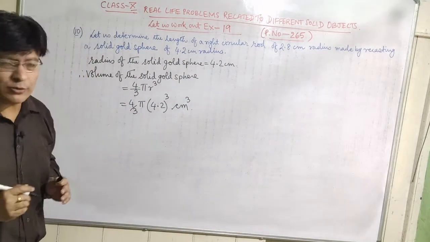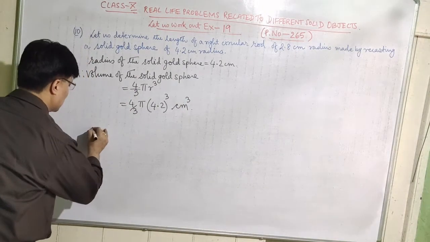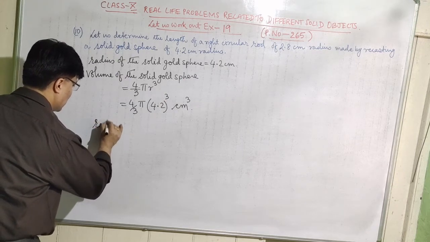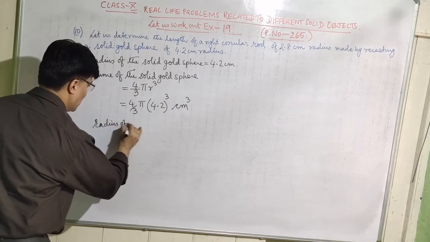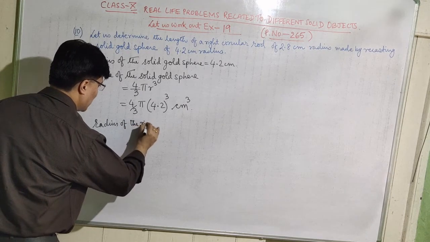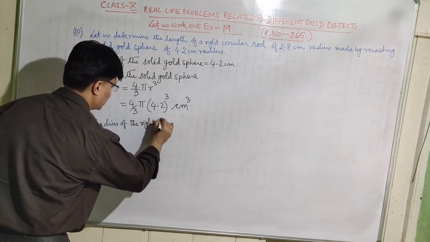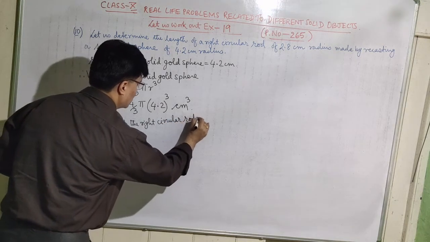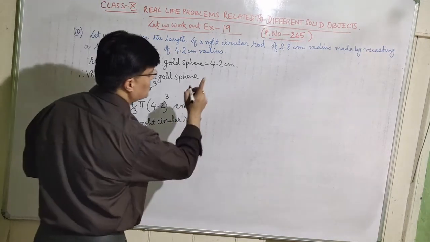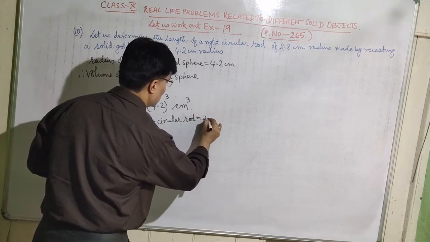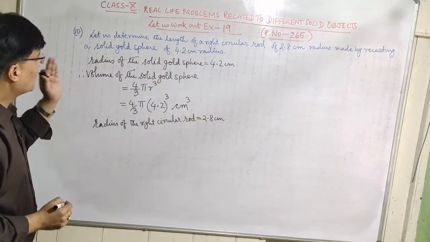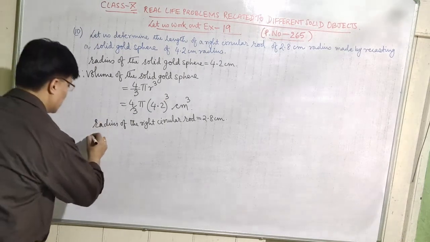So I think you have understood the question. So now let us write here: radius of the right circular rod is equal to, how much? It is 2.8 centimeter. So you have to find out the length of the right circular rod.